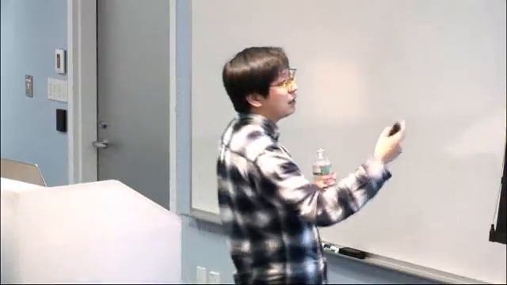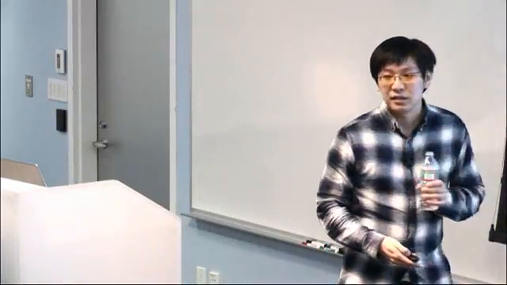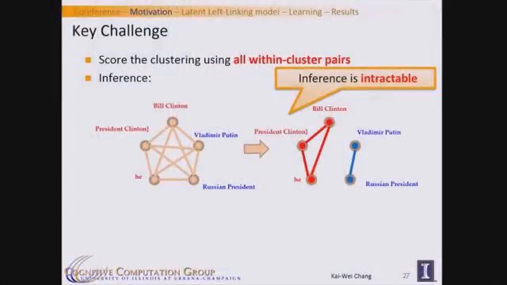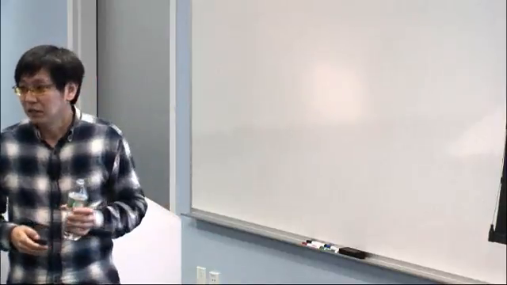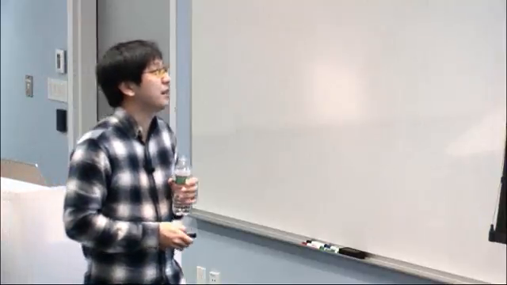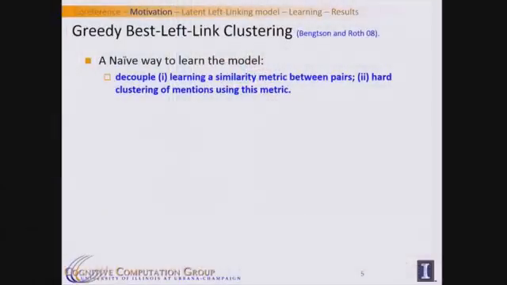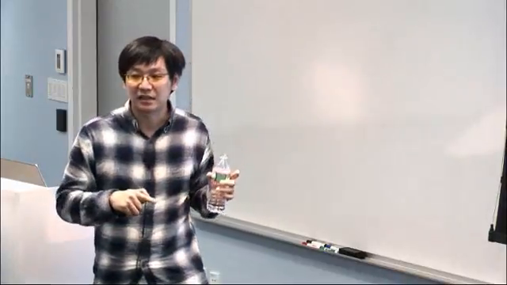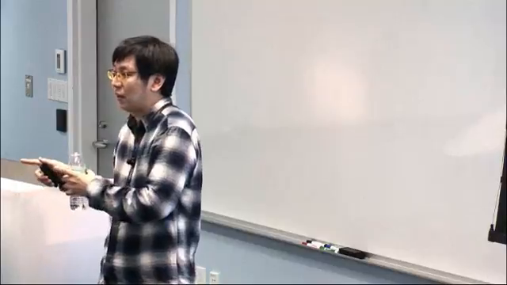But if you do this, then the inference problem is basically a correlation clustering problem. People know that this is NP-hard and intractable. So in the literature, because we cannot do this, people just use heuristics. What they did is decouple the learning of the similarity metric from doing the clustering. They basically use a binary classification method to learn the similarity metric, and then use a greedy algorithm to do the clustering.